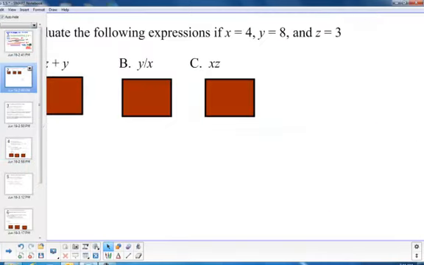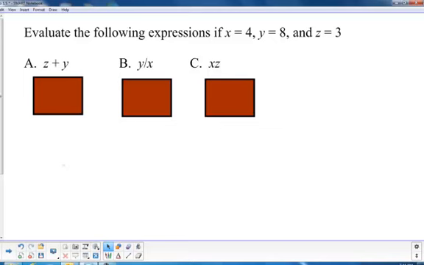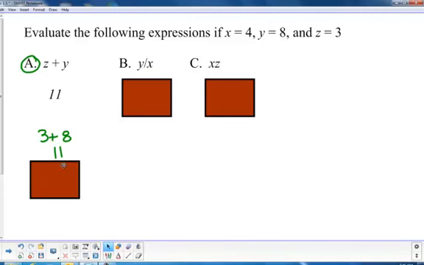All right, the next slide on your page is a couple problems. So what I would like you to do is try letter A and pause it right now. And then as soon as you're done, hit play and see if you did the same thing I did. So pause. All right, z is 3, y is 8, 8 plus 3 is 11. And that's our answer.